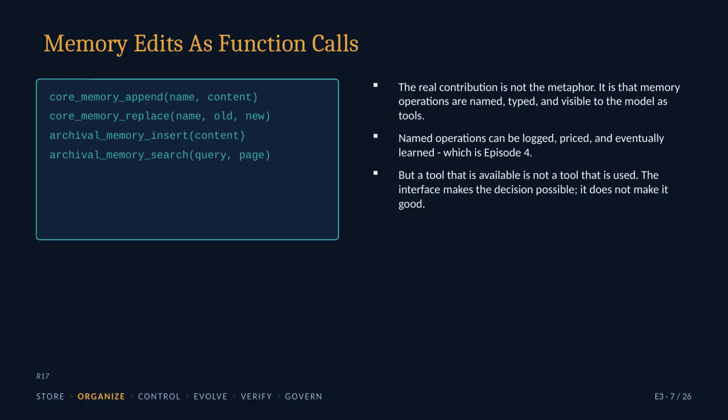But notice the gap this opens. A tool that is available is not a tool that is used. The interface makes a good decision possible, it does not make the decision good. Every system in this episode inherits that gap, and only one line of work has tried to close it. That line of work is the whole of episode 4.